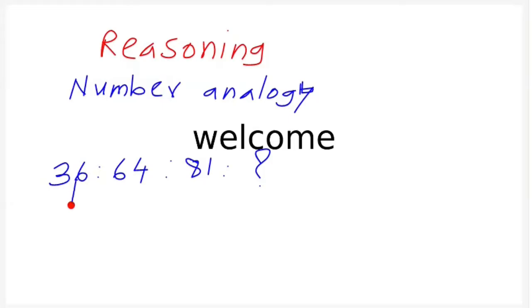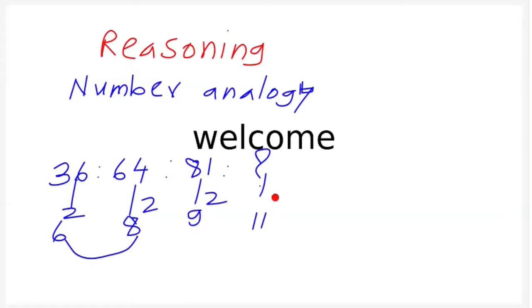What is the answer at the place of question mark? You can say this is 6 square, this is 8 square. Difference between these two is 2. 9 square. So I will say this can be 11 square and the answer can be 121. Clear? All of you got it?